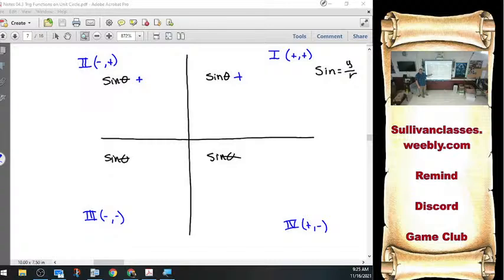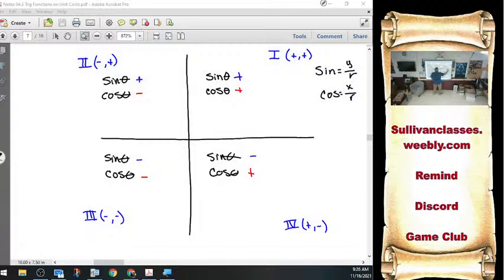Back here, my y's are negative. Radius is always positive. And negative, right? What about cosine? Cosine is x over r. So think about those coordinates. X over r. All of my x's are positive on this side, but they're negative on this side. Right?